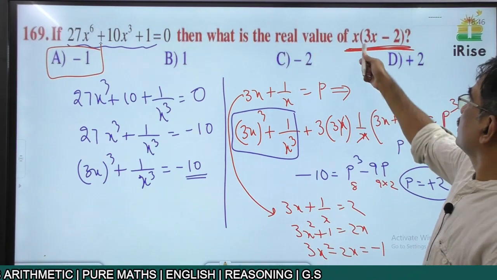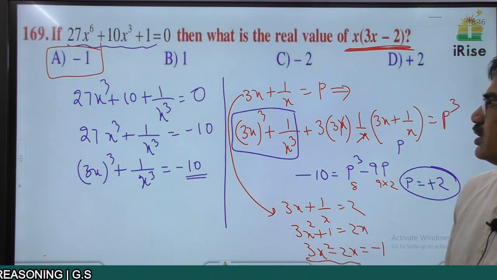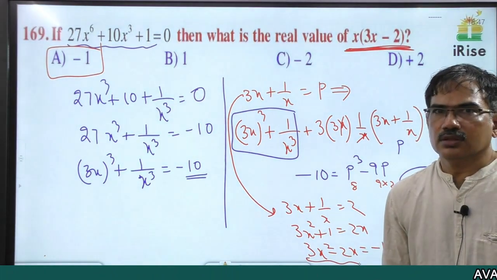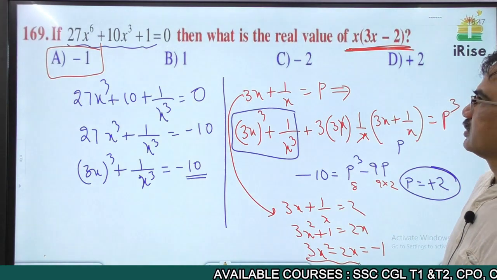Just multiply these two, 3x square minus 2x. 3x square minus 2x is equal to minus 1. Okay, so this is the way of solving this question. Next question.